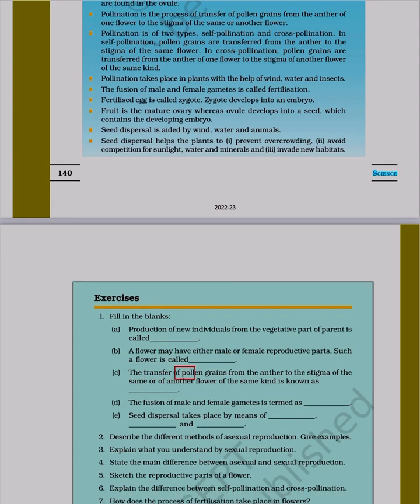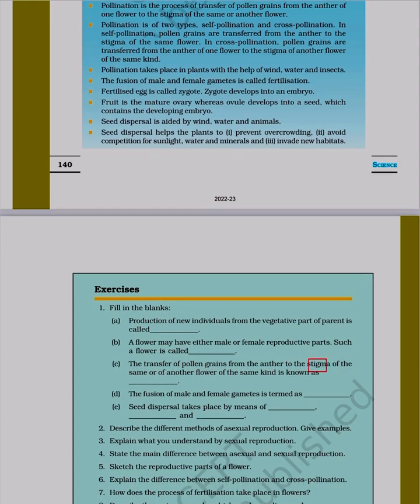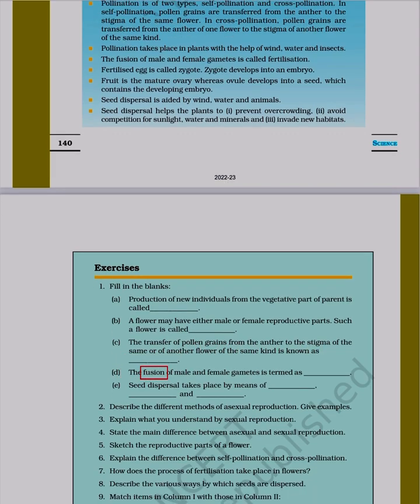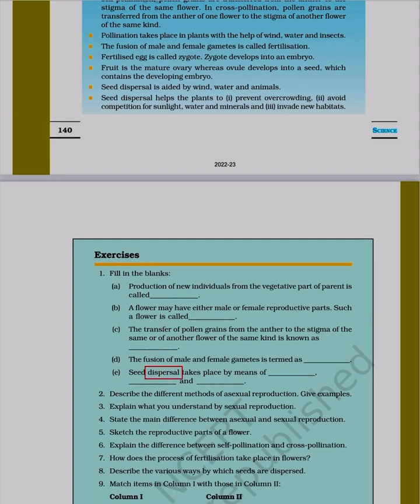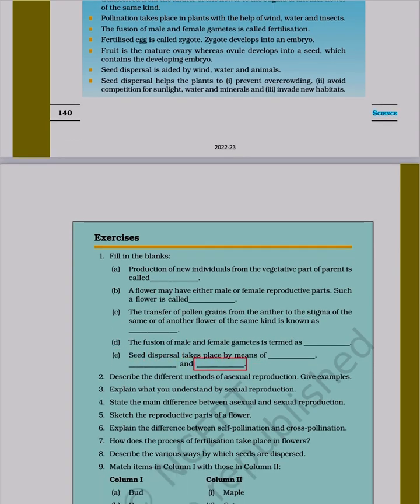C. The transfer of pollen grains from the anther to the stigma of the same or of another flower of the same kind is known as ____. D. The fusion of male and female gametes is termed as ____. E. Seed dispersal takes place by means of ____ and ____.